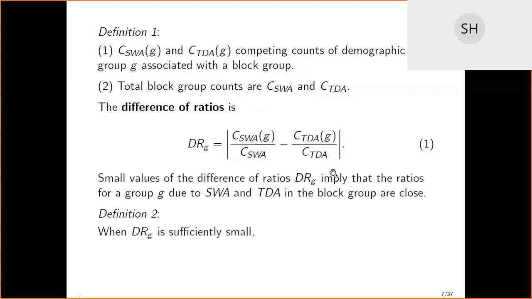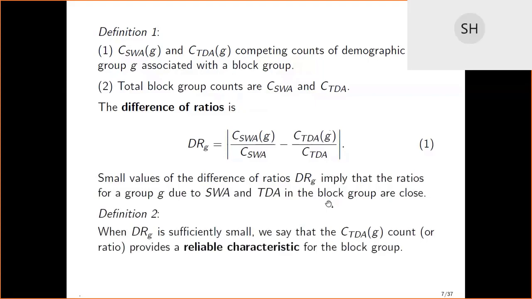Definition. When this difference of ratios, DR sub G, is sufficiently small, we say that the top-down algorithm count for that specific demographic group G, or ratio, provides a reliable characteristic of the block group. So we're using the publicly available swapping data as a standard of measurement. I believe that the DAS team is working with the census edited data. So we're using this because we wanted to use data that are available to the entire public to check and verify.